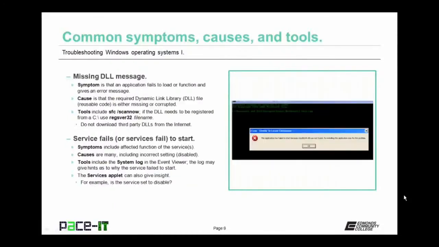Every once in a while you'll get a missing DLL message, and the symptom here is that an application fails to load or function, and it gives you a missing DLL message. The cause is that the required dynamic link library file, which is reusable code, is either missing or corrupt. Your tools to troubleshoot and recover from this include System File Checker with the Scan Now option. A lot of times that'll reload the proper DLL file.